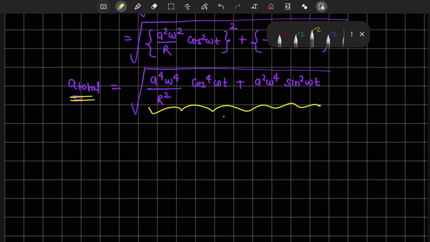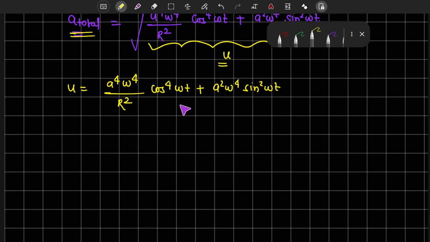Okay, so let us consider it as u. So we can write u is equal to a to the power 4 omega to the power 4 whole divided by r square cos to the power 4 omega t plus a square omega to the power 4 sine square omega t. Let us differentiate this particular expression with respect to time.